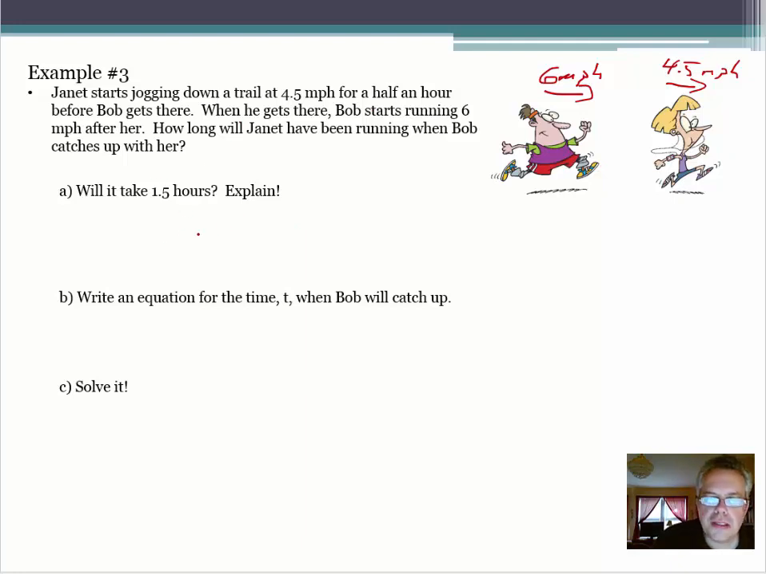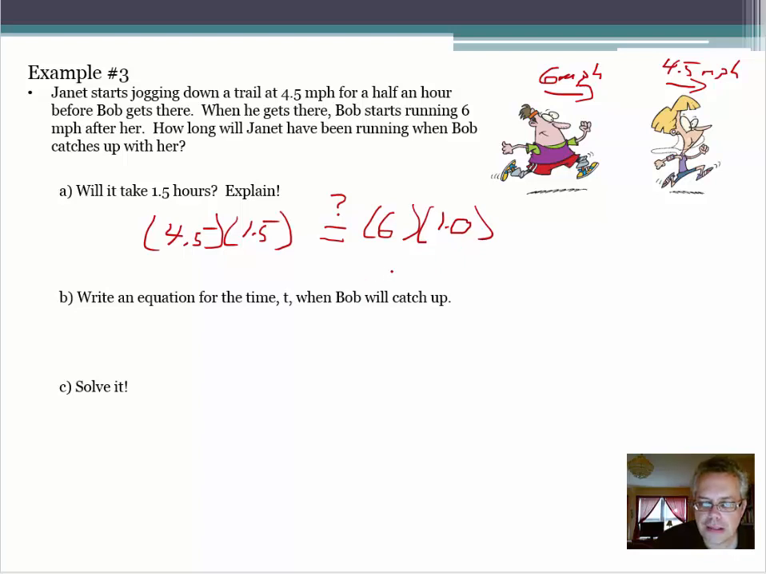So Janet's distance is 4.5 times 1.5. That's Janet's distance. And we want to know, does that equal the distance Bob has run? Because like I say, when they pass each other, they're on the same point of the trail. Okay, so Bob's distance is 6, and we're going to multiply it by not 1.5, but 1.0, because he's been traveling a half hour less.